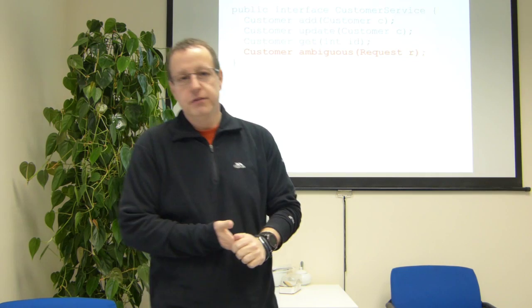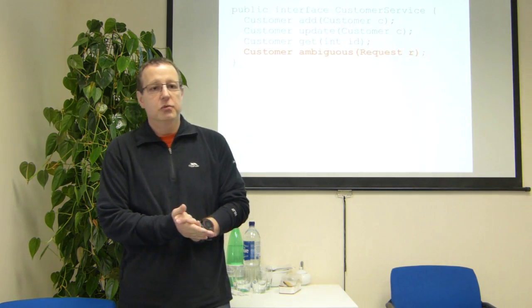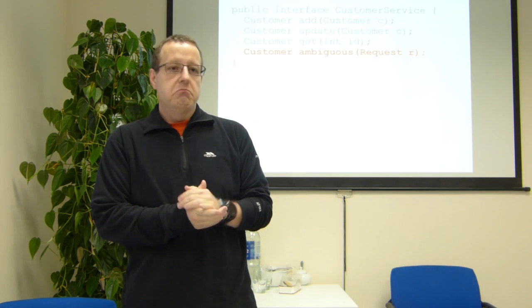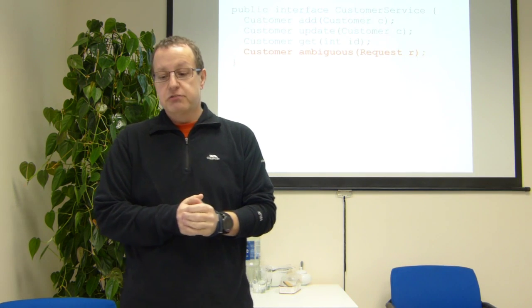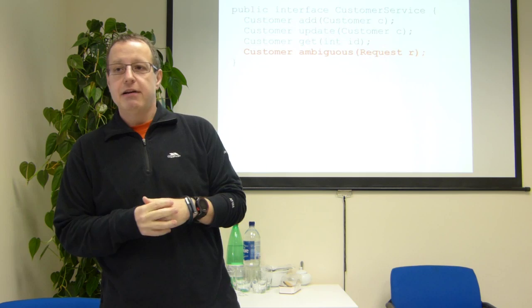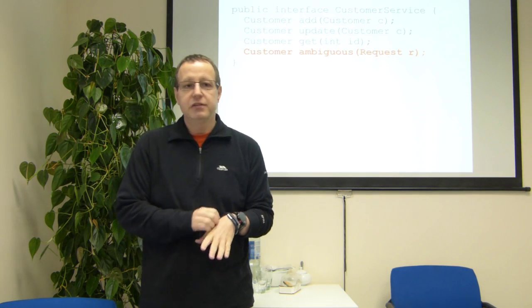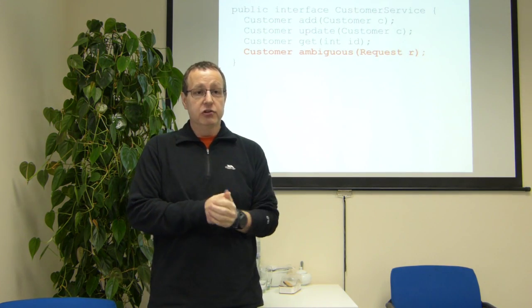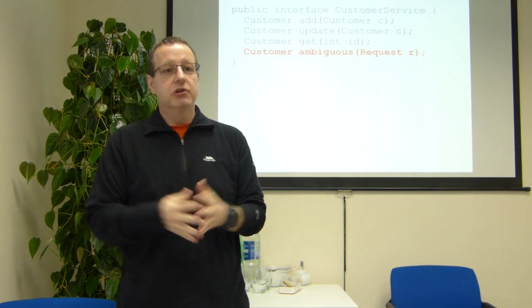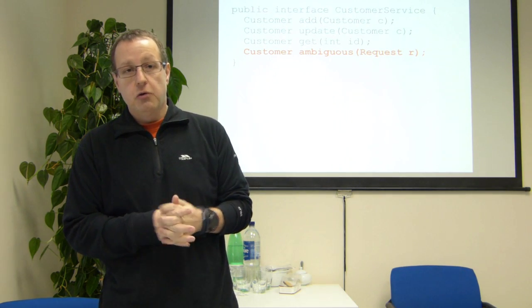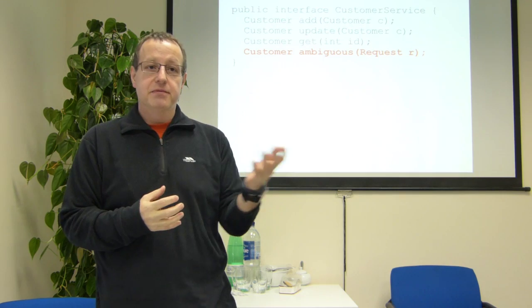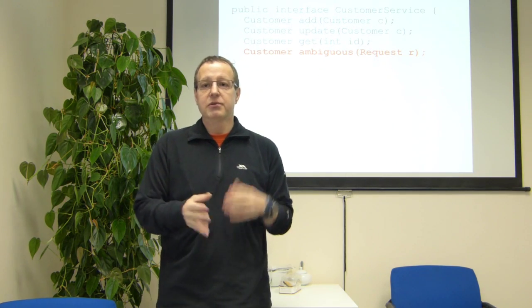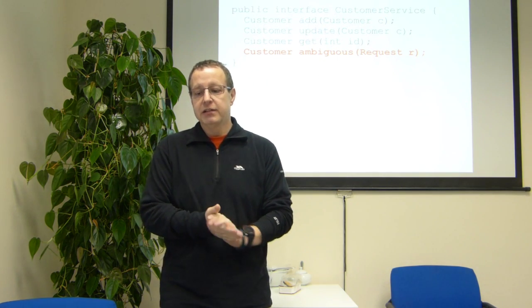So what does that mean? Well, here's an example of an interface to a class, the customer service. It's got an add method which takes a customer and probably adds it to some service or some database, and it looks like it returns a customer. Maybe that's the customer object that has been added. Update, similar sort of thing. Maybe that's the result of the update. Maybe it's got a new version number in it or something like that.